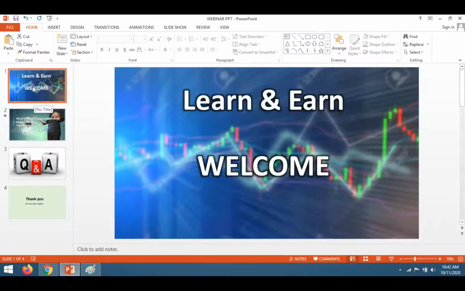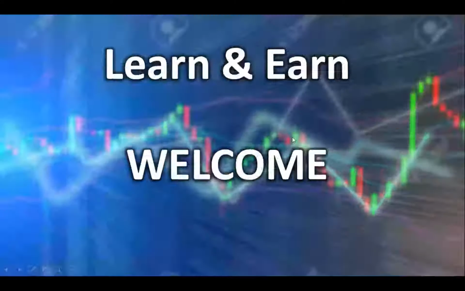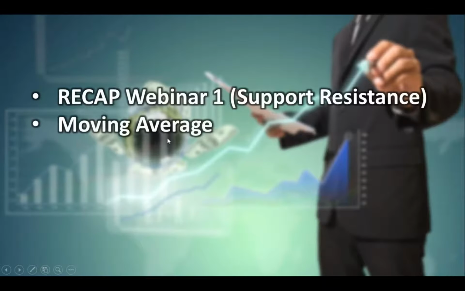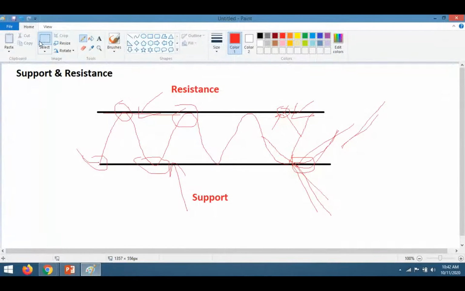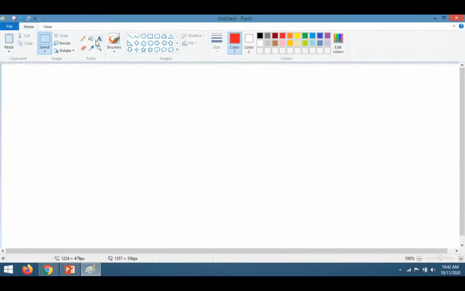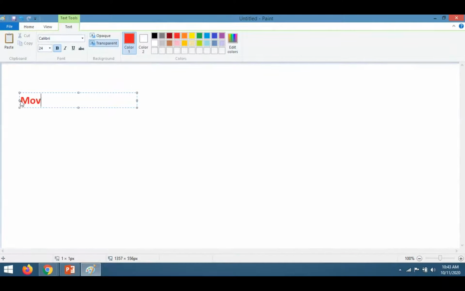Okay, so on my screen, if you see, we'll have the support resistance concept clear. So now we'll first see moving average, and then we'll go for the candlestick. Okay, so what is moving average? I'll just explain here how to use that moving average. Only on moving average also, how we can trade, that also we can see today.